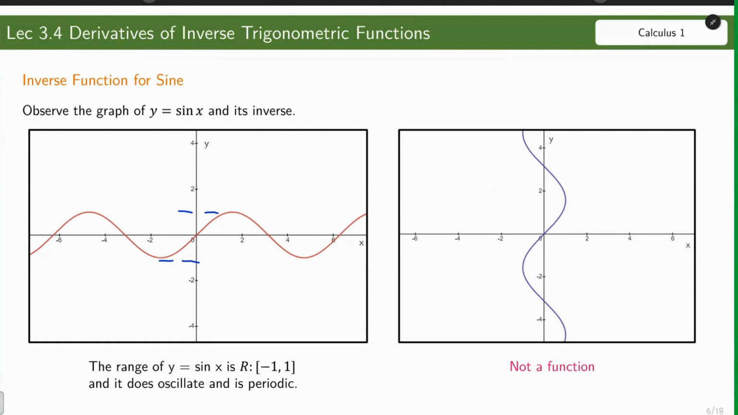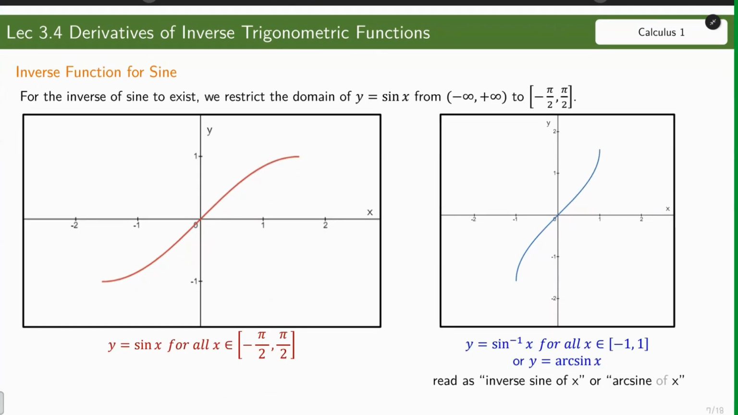Next, the inverse function of sine, as you can see, is not a function because when we draw a vertical line here, we will cross many points. Now, what will we do to y is equal to sine x for it to have an inverse? Just like what we did to the parabola, we will restrict the domain of sine x. This is the graph of y is equal to sine x when we restrict its domain from the set of real numbers to the closed interval -pi/2 to pi/2.